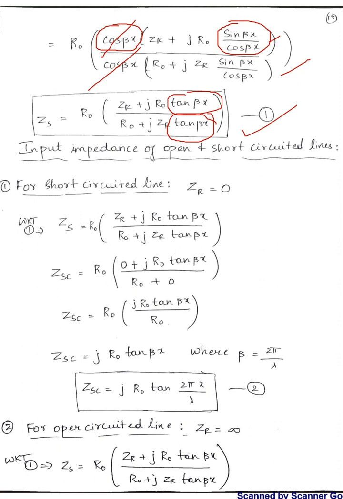Now we will see the input impedance of open and short circuit lines. First we will solve for short circuit lines and then go for open circuit lines. So for the short circuit line, the condition is Zr is equal to 0. So wherever I have Zr, I'm going to replace it with 0 from the first equation. I'm rewriting the first equation again, and wherever I have Zr, I'm going to replace it with 0.